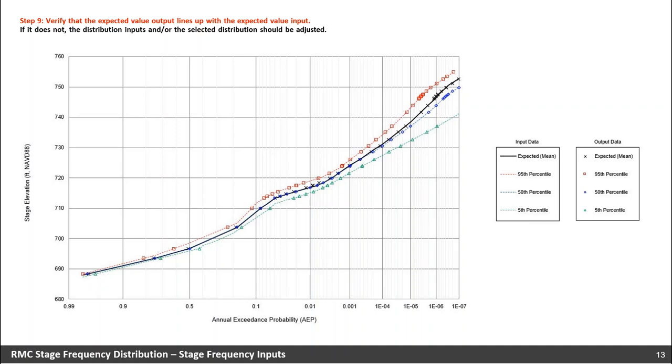After running the analysis, click on the Stage Frequency Plot tab to graphically view the results. The dashed lines on the plot are for the input data, and the data markers are for the output data. We'll want to verify that the expected value output lines up with the expected value input. Sometimes the distribution outputs will not line up well with the expected value at the upper stages. This is usually because of how the curves were extrapolated to force each curve to reach the same maximum stage. If the expected value output data does not line up with the expected value input data, the extrapolation, or perhaps the assigned distribution, should be adjusted through trial and error to get the best fit possible.